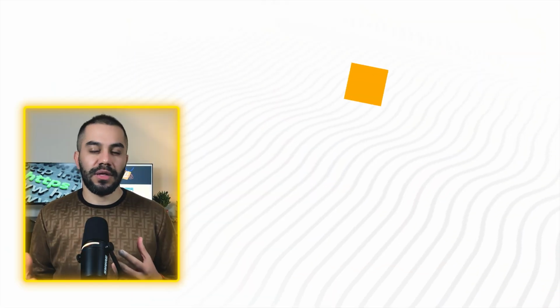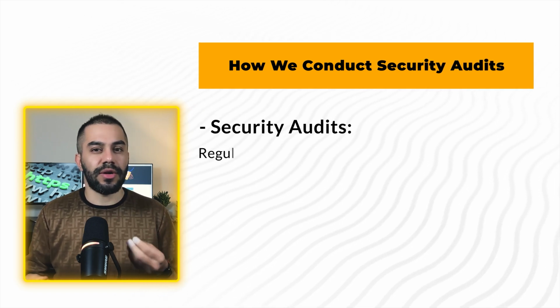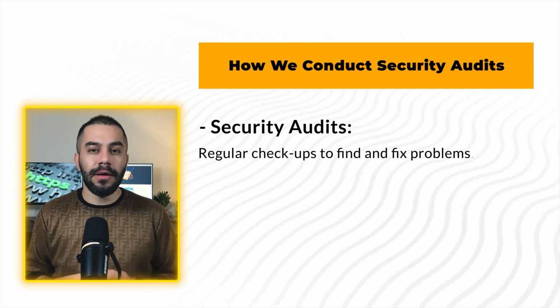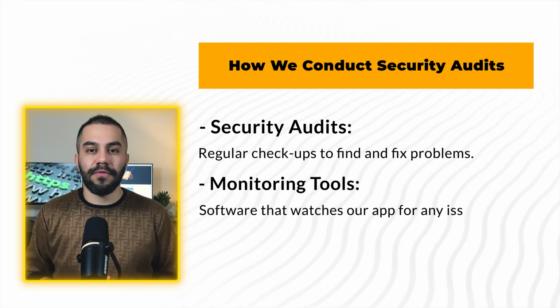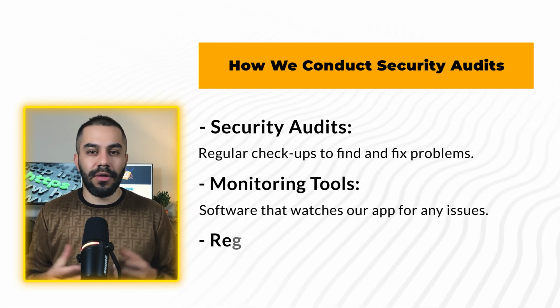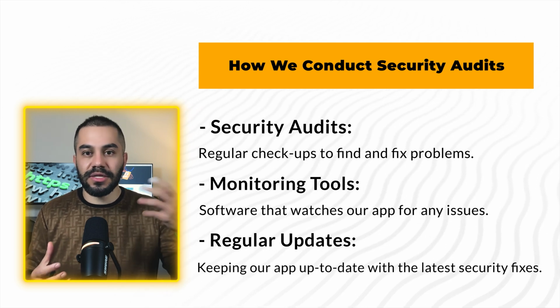How we conduct security audits. First, security audits, which are regular checkups to find and fix problems. Monitoring tools, which is software that watches our app for any issues. And regular updates means keeping our app up to date with the latest security fixes.